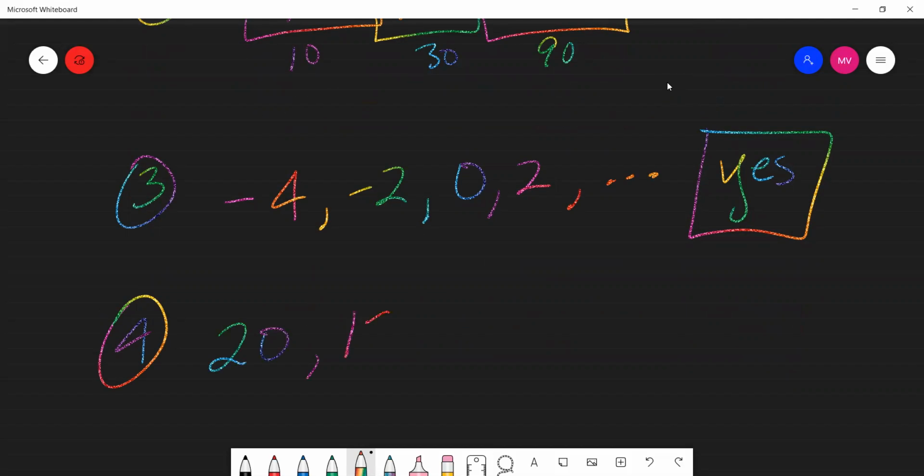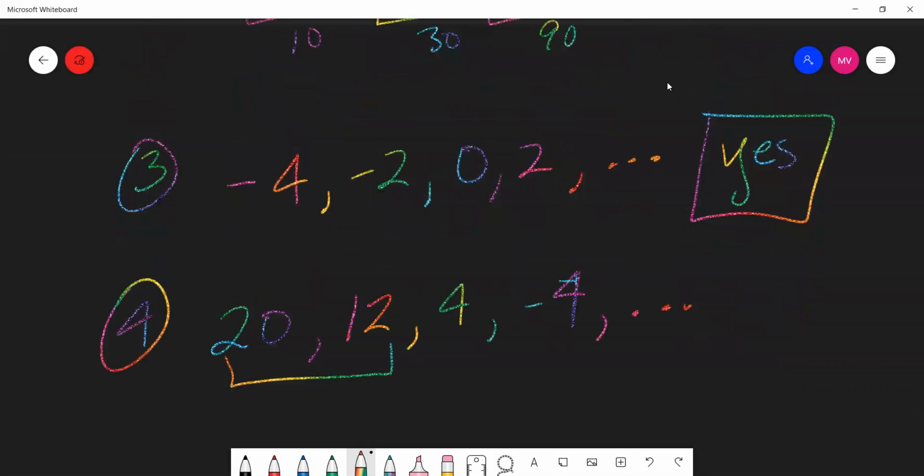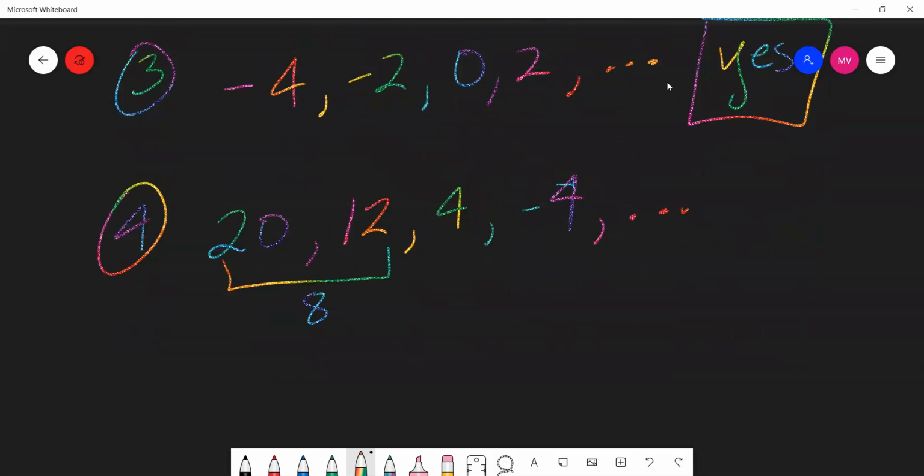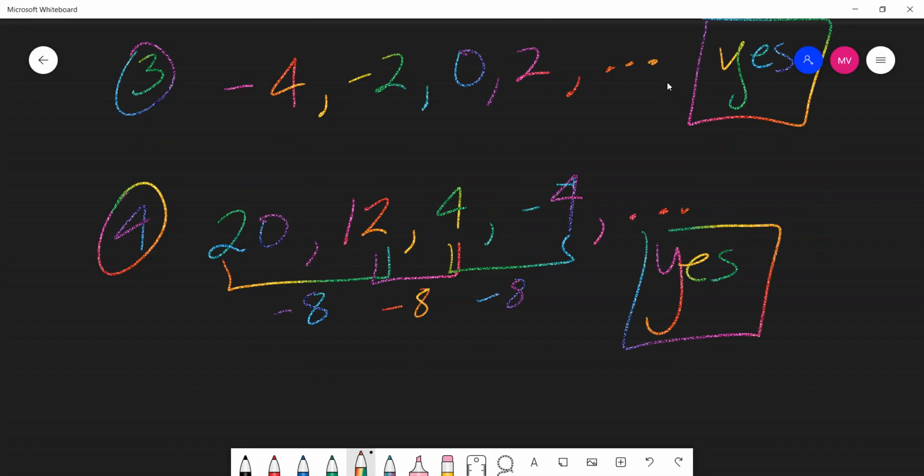What about 20, 12, 4, -4? Yes. Because what's our difference? 8? Is that your final answer? Are the numbers getting bigger or smaller? Negative. Yes, the numbers are getting smaller, right? So this is a -8, and it continues with -8. The difference between 4 and -4 is -8. So yay, we have another one that is an arithmetic sequence.